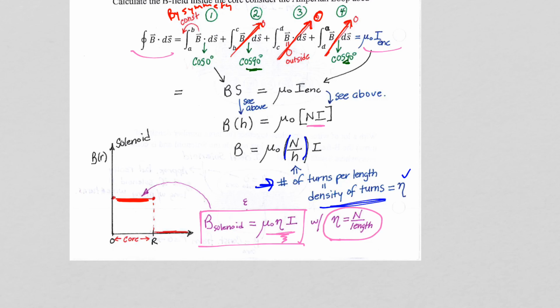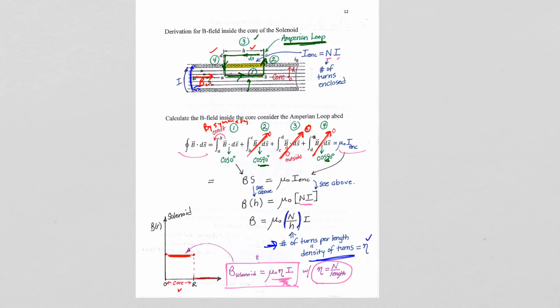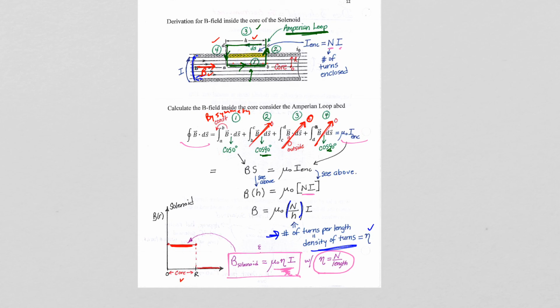It doesn't matter whether you're right at the center of the solenoid or near the edges. If you're inside the core, the B field is mu naught n I, and the number density is the number of turns per length that usually is given as a parameter in the question, or you're given the information to calculate it. So there is our discussion of the solenoid, our derivation of the B field for the solenoid, and we will have some solenoid practice and move on.